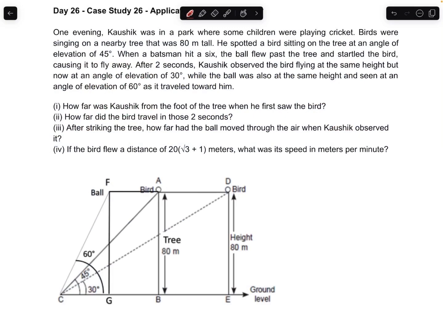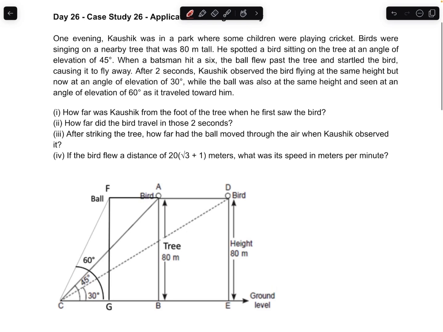The question goes like this. One evening, Kaushik was in a park where some children were playing cricket. Birds were singing on the nearby tree that was 80-meter tall. He spotted a bird sitting on the tree at an angle of elevation of 45 degrees. That is the position A.